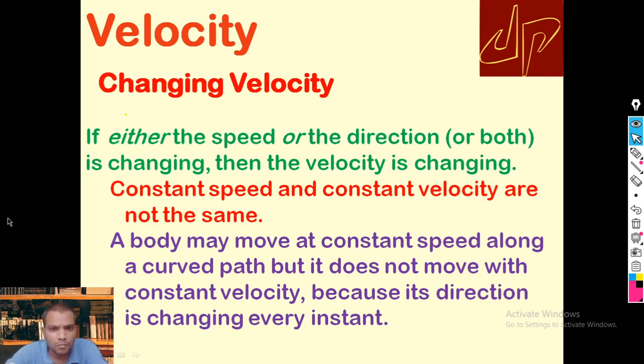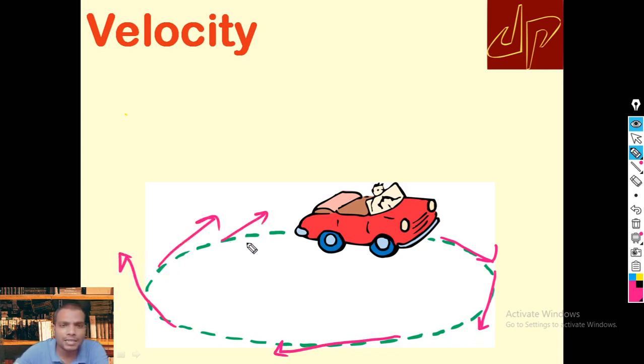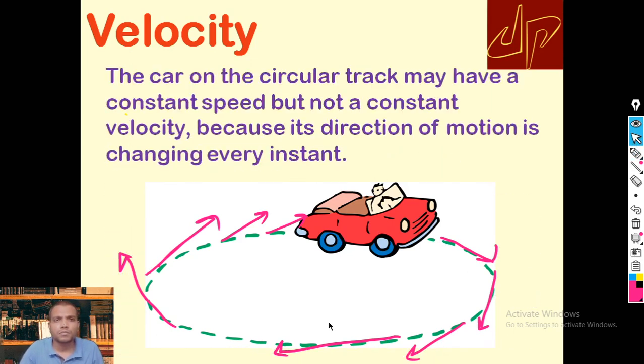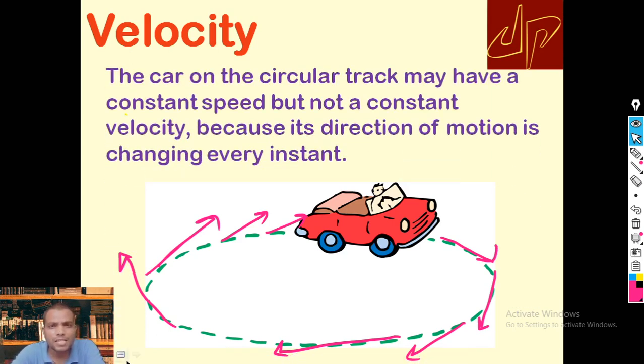Suppose a body is moving in a curved path or a circular path. Even if the car is maintaining the same speed, in circular motion its velocity is changing every time. According to the definition, a circle is made up of infinite straight lines. If you draw a tangent on the circle, it tells about the direction at that time. So if an object is moving in circular motion, even though it has constant speed, it does not have constant velocity, because the direction is changing at every instant.